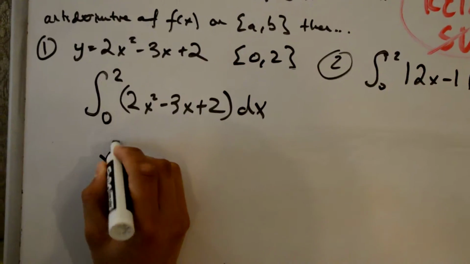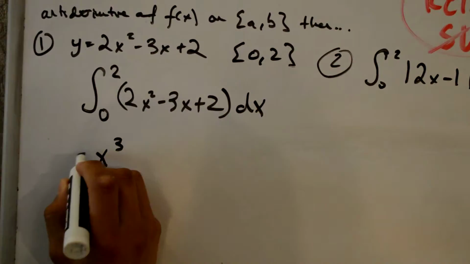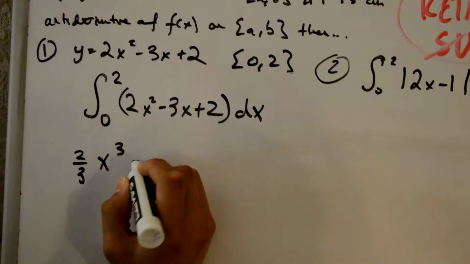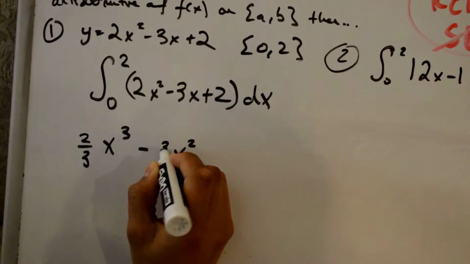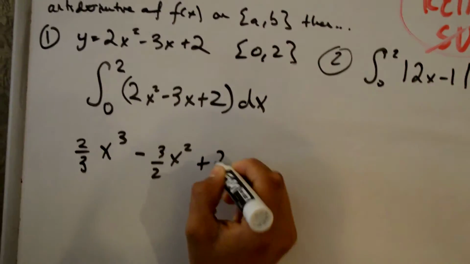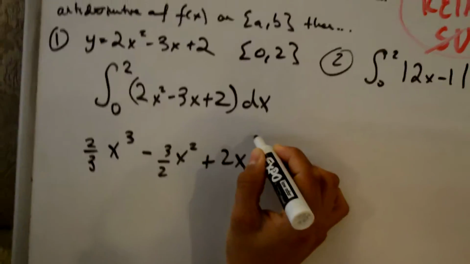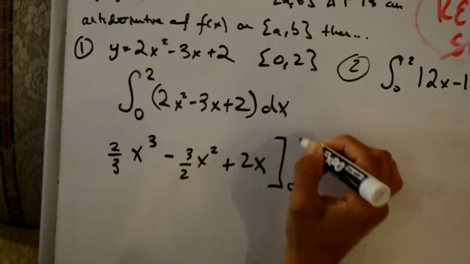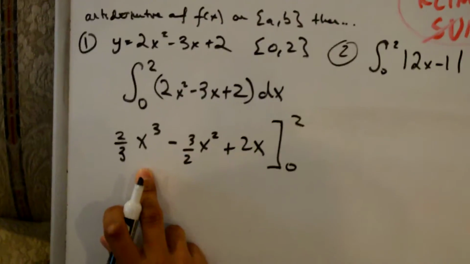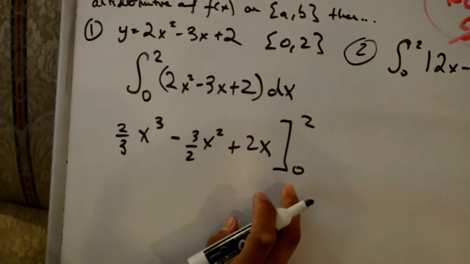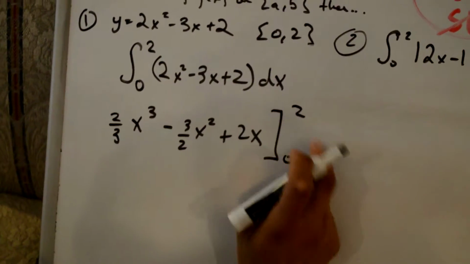So that's 2/3 x cubed minus 3/2 x squared plus 2x, evaluated from 0 to 2. So now this is our antiderivative. So now we're just gonna have to plug in our intervals, right?